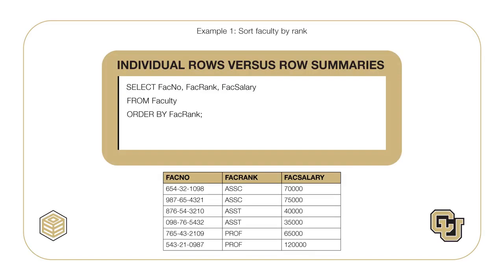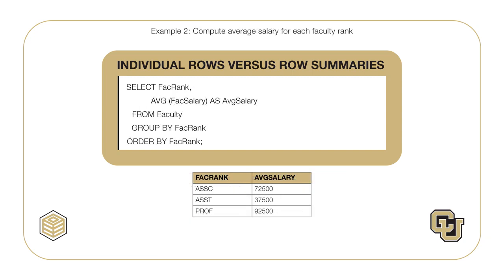Let's begin with examples that compare select statements with individual rows in the result versus row summaries in the result. Example 1 lists the salary of each faculty member. Sorting by rank allows the result to be easily compared to a similar result with row summaries. Example 2 shows row summaries with each result row showing the rank and average salary of the rank.